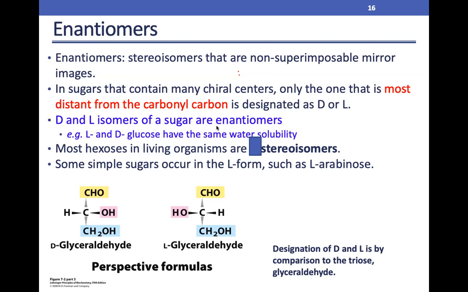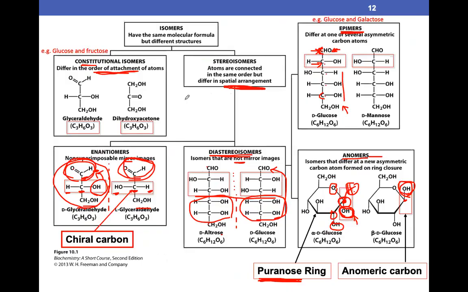Okay. This is another concept that they want you to know. So if I compare enantiomers to diastereomers, enantiomers have the same chemical properties, for example, water solubilities, but diastereomers have different chemical properties, for example, water solubility. I'm going to explain why later, but just keep in mind that enantiomers have the same chemical properties, but diastereomers have different chemical properties.